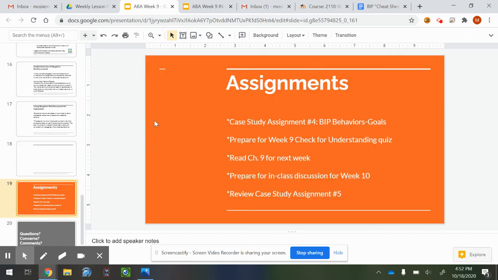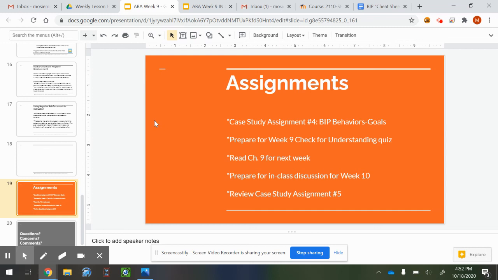All right, for this week, your assignments. You've got case study assignment number 4, which is your BIP, behavior intervention plan. It's the behaviors through goals section. We will go over that in detail tonight in class, or on Monday night in class if you're viewing this on Sunday. You will need to prepare for the week 9 check for understanding quiz, which you will take next Monday on October 26th.